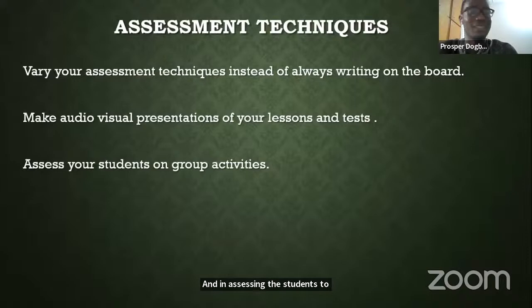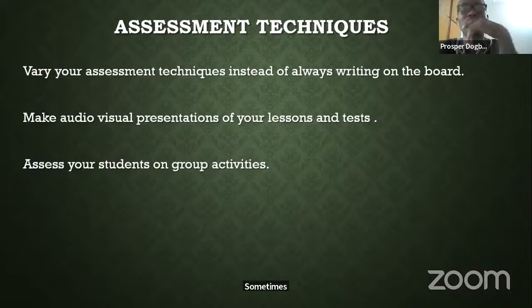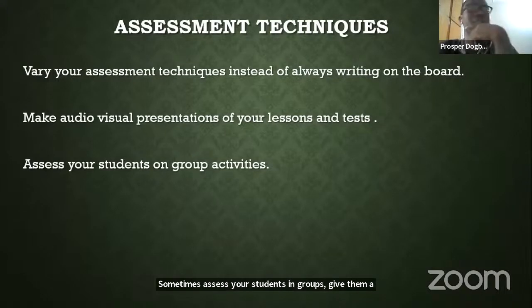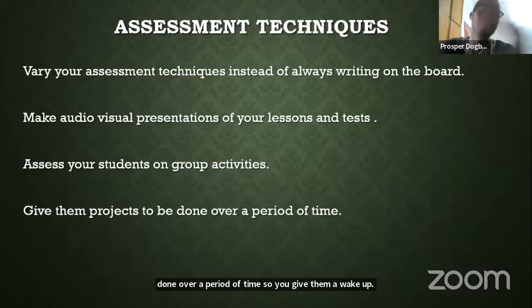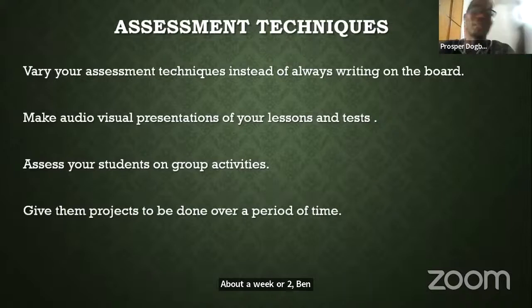Then sometimes assess your students in groups. Give them a group activity and assess them on the group activity. It's not always the case that you have to do individual assessments. Sometimes give students projects to be done over a period of time. So you give them a project to do for about a week or two, then you assess their work.